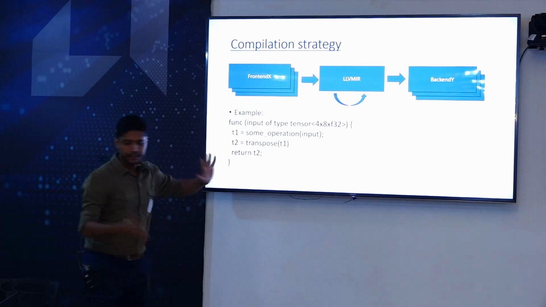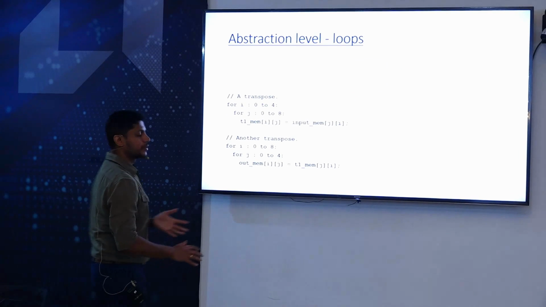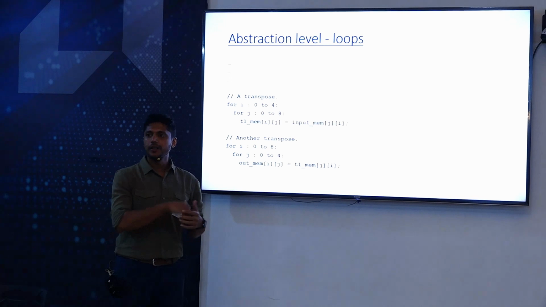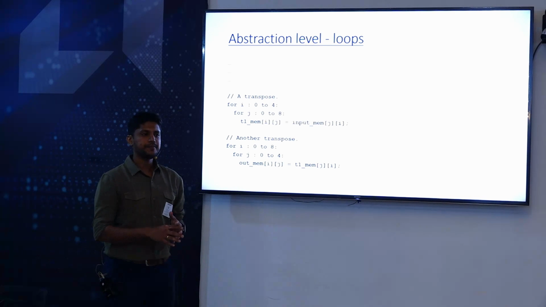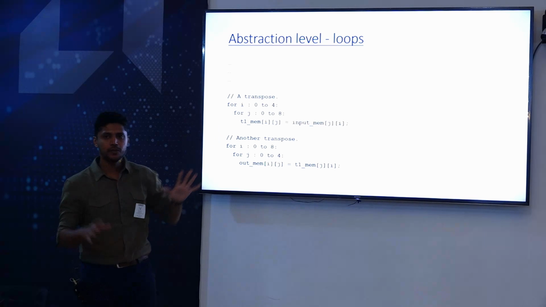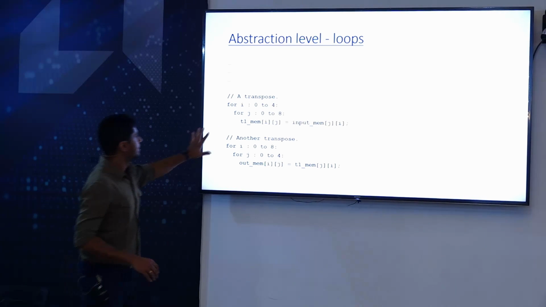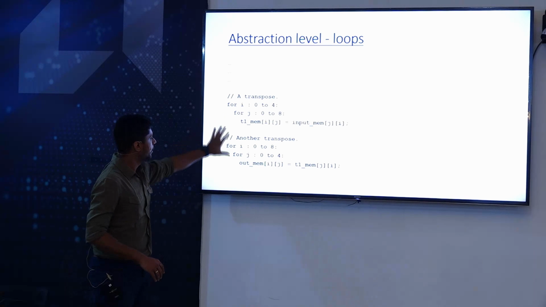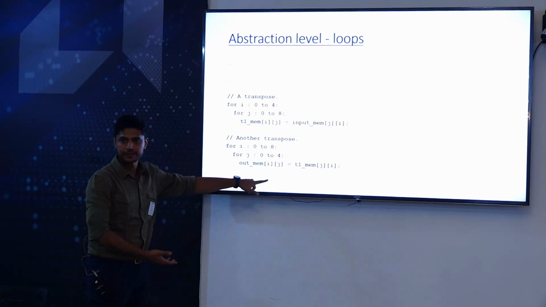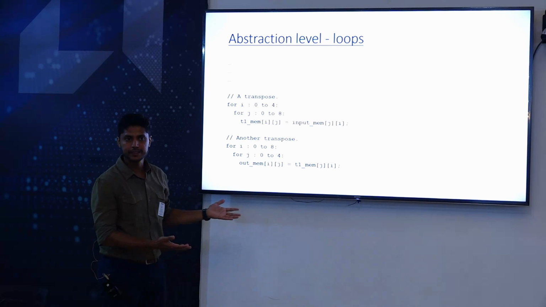For example, in this example, what I want to show was, instead of lowering it all the way to LLVM IR, I want to represent these things at an abstraction level of loops. Again, this is pseudocode. This is how the transpose will look. This is a transpose nest. It is going to load from ji and store it at ij. This is a transpose nest.